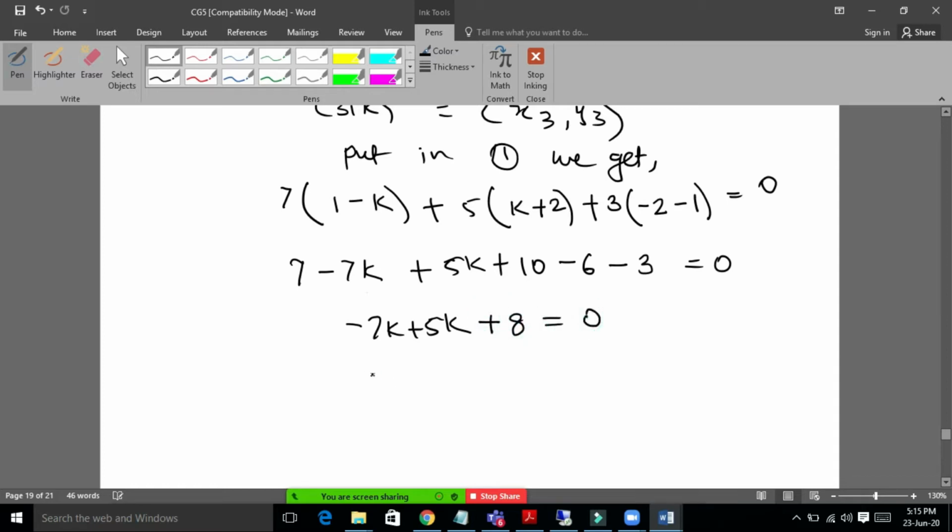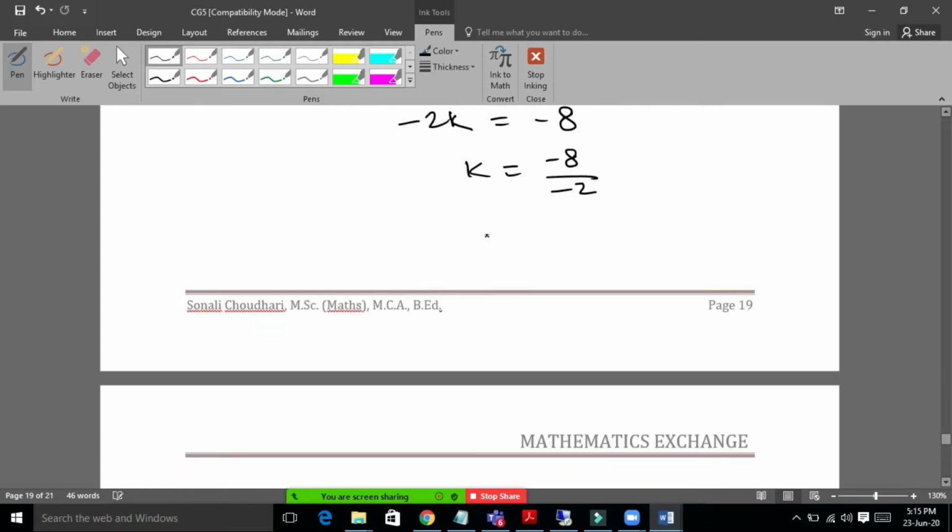So we find out the value of k from this: -7 plus 5 is -2k, so -2k is equal to -8, so k is equal to -8 upon -2. Now negative negative get cancelled, so we get the value of k is equal to 4.